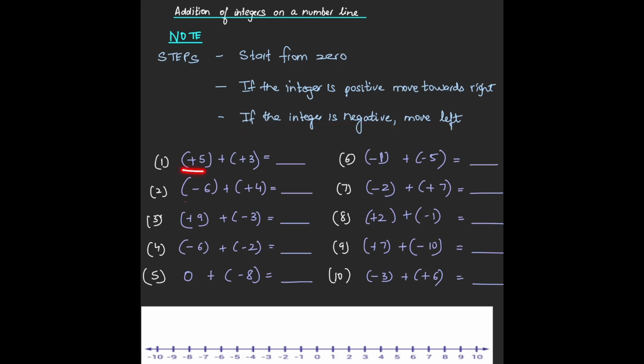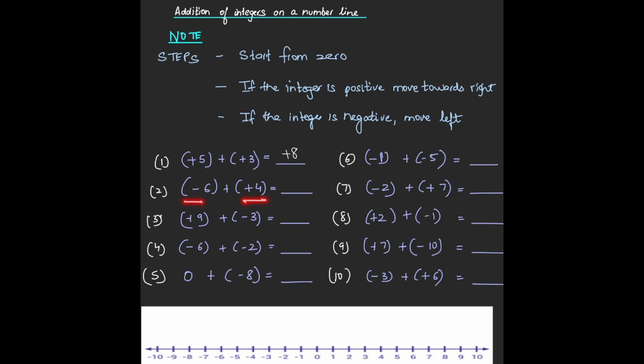What does that mean? The very first one we are going to start with, both are positive. If the integer is positive, move towards right. I'm going to start from 0. From 0 up to 5, plus 3. Positive 3. So again, move right. 1, 2, 3. My answer is going to be positive 8. Next one.